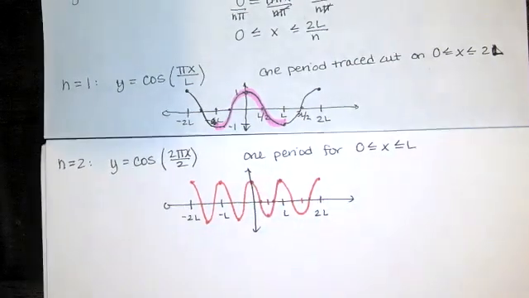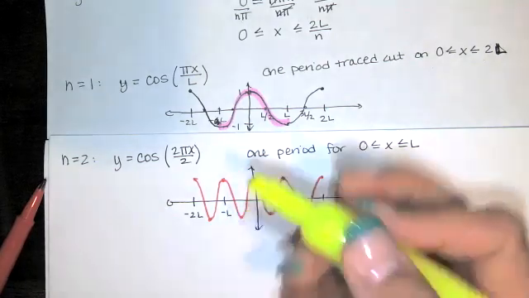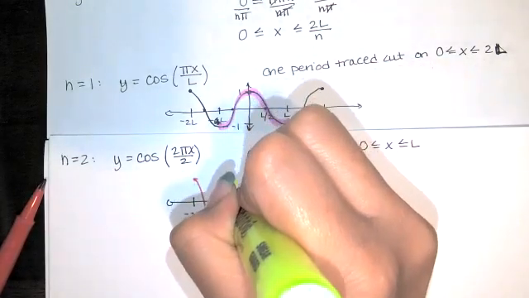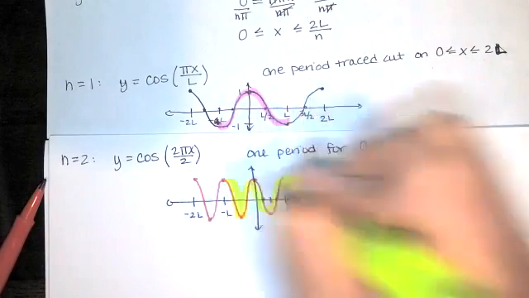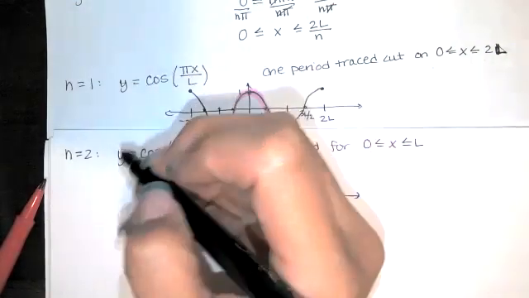So I've got 4 periods graphed here. But if I just focus on the interval from negative L to L, which is what we'll tend to do, we've got like 2 cycles of that cosine wave. I wrote a 2 here, that should be an L.